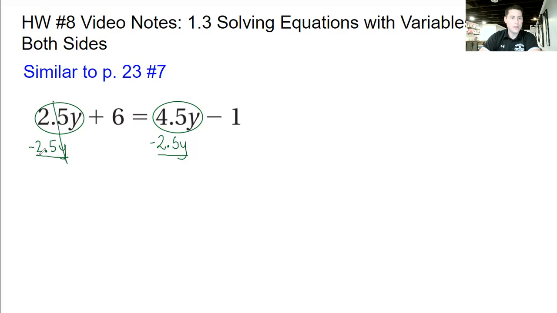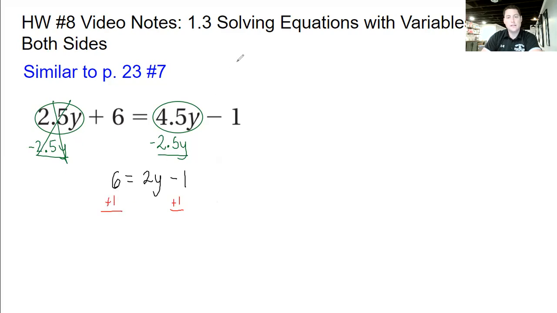So now that is no longer on the left side of the equation, and what is on the left side is just the 6. So I've got 6 equals 4.5y minus 2.5y is just 2y minus 1. Now I'm used to solving equations like this, and so are you. So let's get rid of the addition and subtraction first, which means get rid of the minus 1 by adding 1 to both sides.